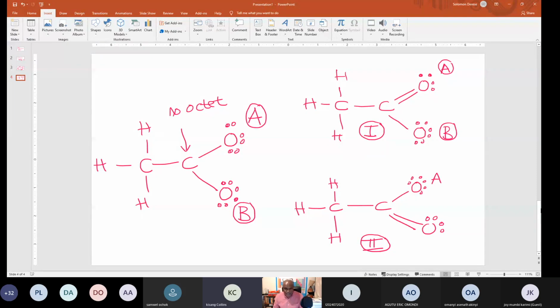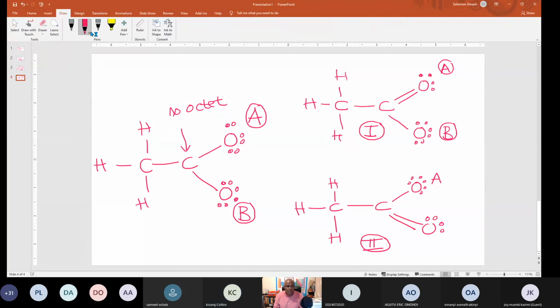So the structure of some molecules cannot be adequately represented by a single structure. When this happens, we have a new theory that explains this situation called resonance. Okay?